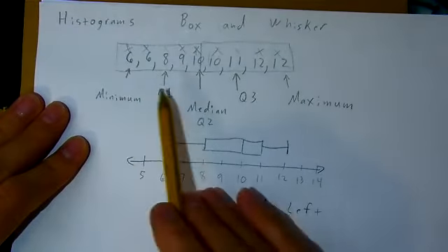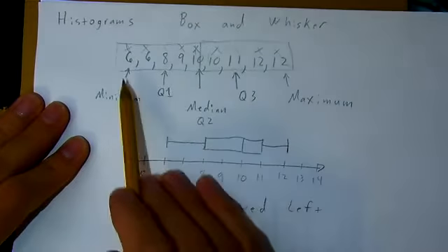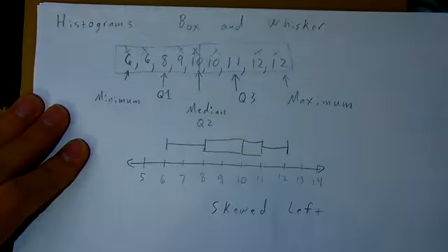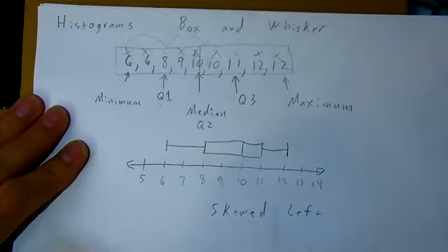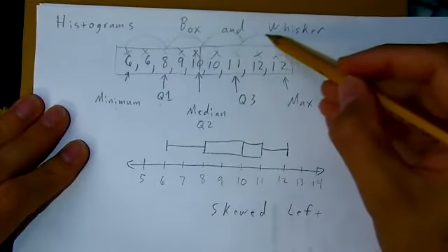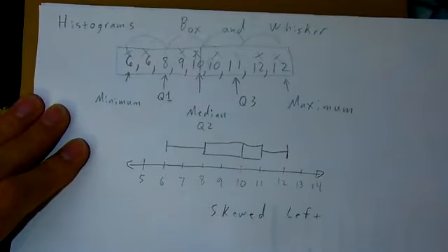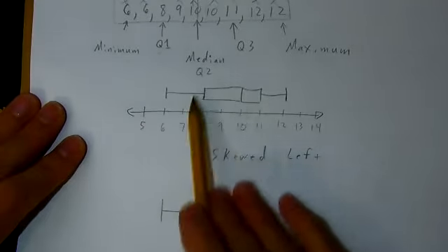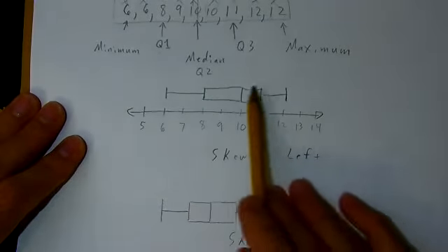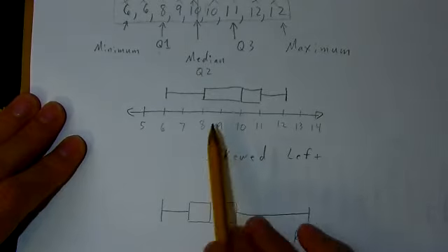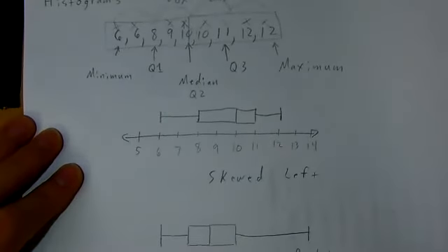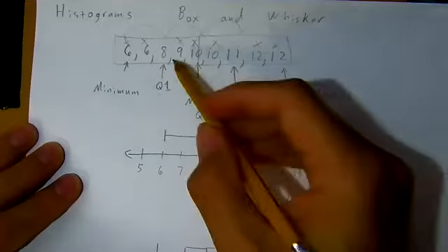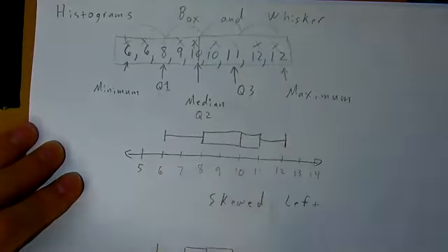So when you have your minimum, your Q1, your median, your Q3, and your maximum, you divided these numbers into quarters. From here to here is 25% of your numbers. From here to here is 25%. From here to here is 25%. And from here to here is 25%. So what you see from this is that there's more range in this area and this area than in this area and this area. That's why it's skewed to the left. More range is what I should have said of numbers. There's actually the same number of numbers. There's 3, 3, 3, and 3.